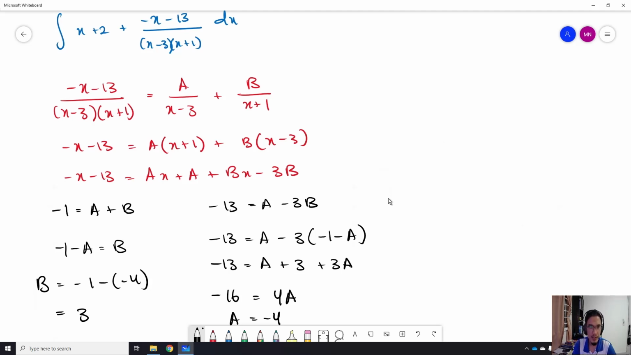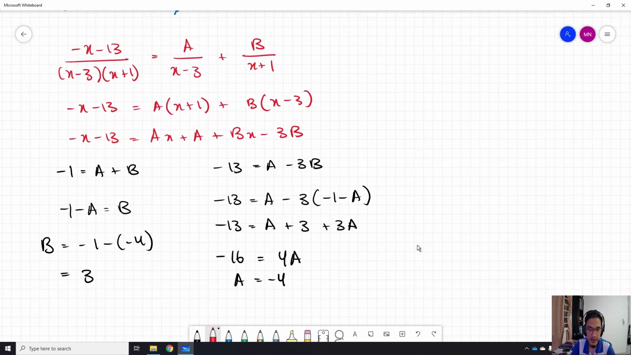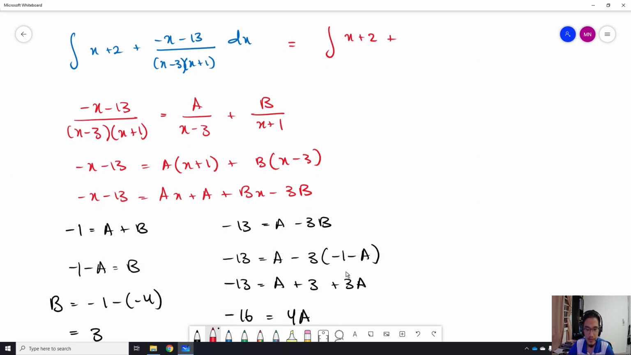So we can substitute into the equation of the integration, that is equal to integration of x plus 2 plus, get our a is negative 4. So negative 4 over x minus 3 plus 3 over x plus 1 dx.